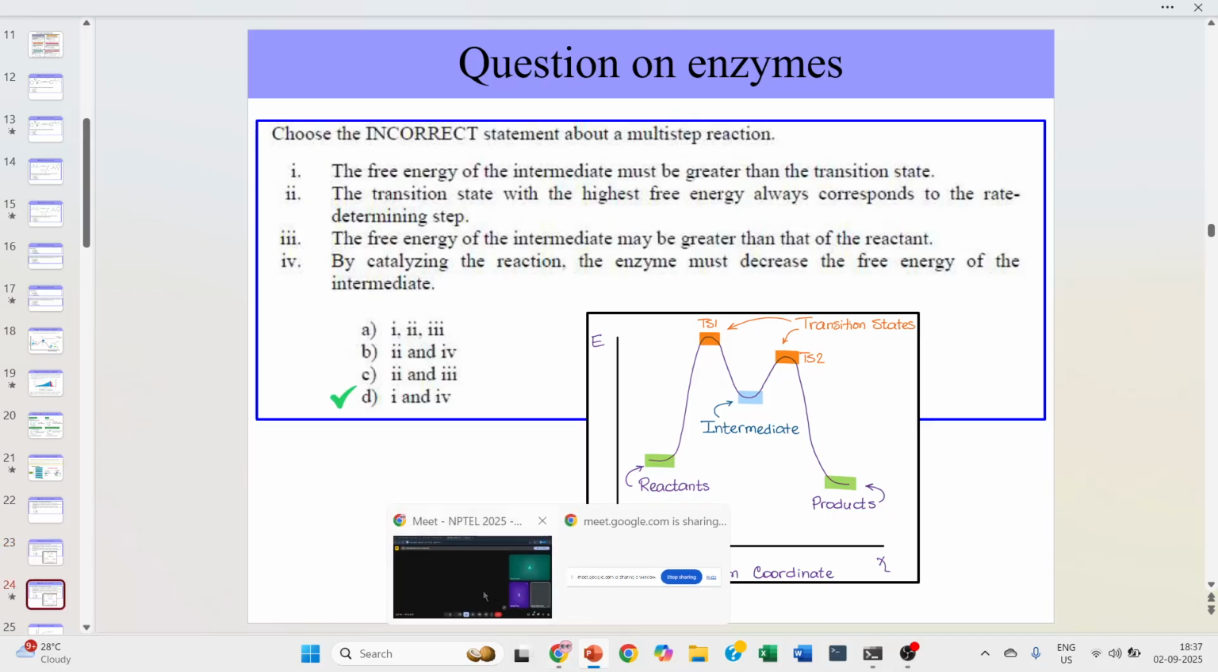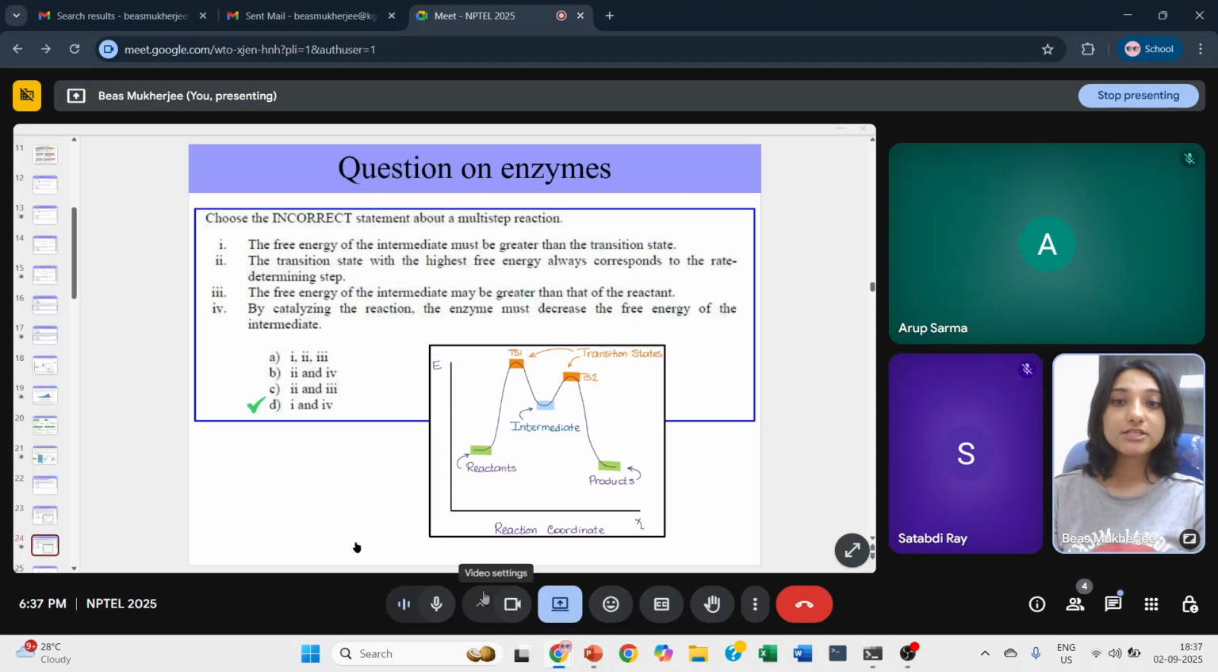The answer is number D, that is, 1 and 4 are incorrect. The free energy of the intermediate must be greater than that of the transition state. That is not correct. You can see from the figure that the free energy is in fact lesser than that of the transition state. Why? Because the intermediate is more stable. It is more spontaneous. If the free energy were more than that of the transition state, then it would never go to the intermediate.